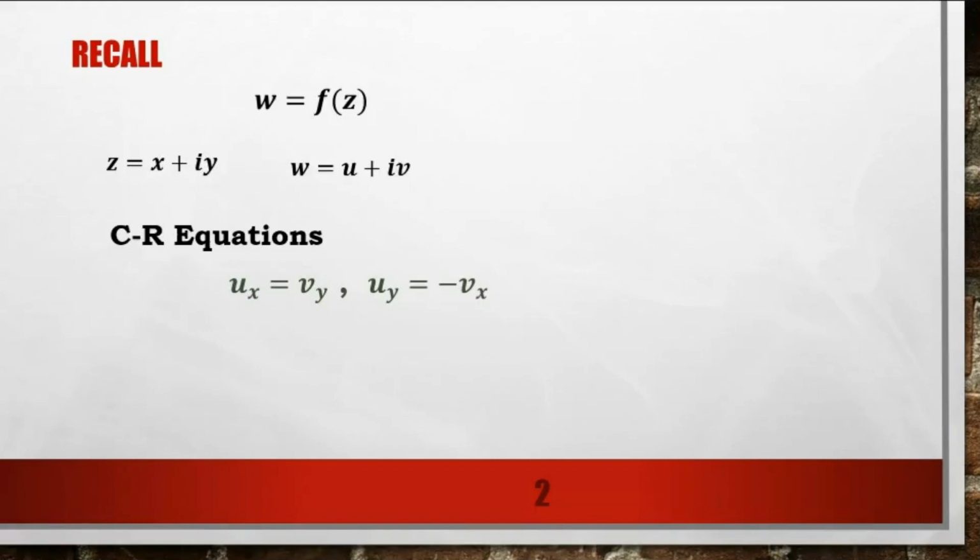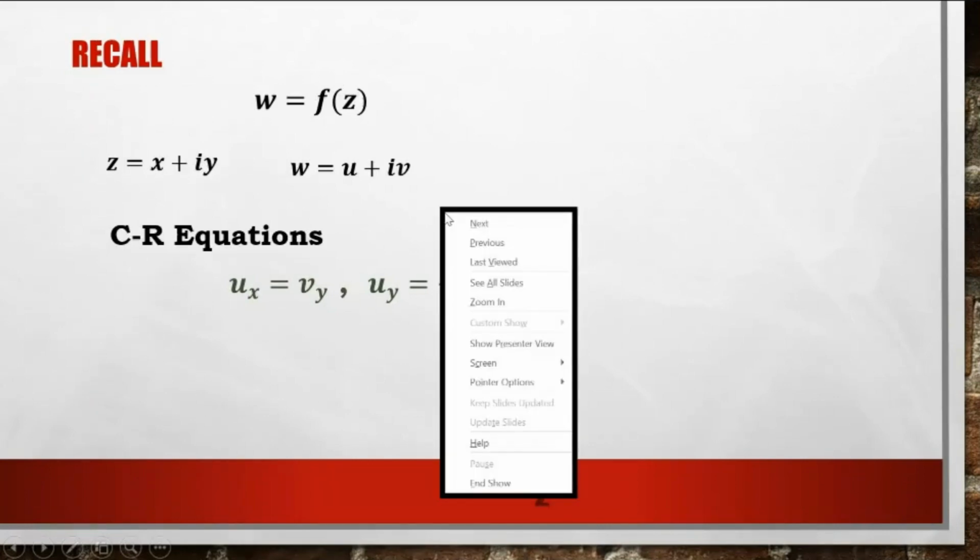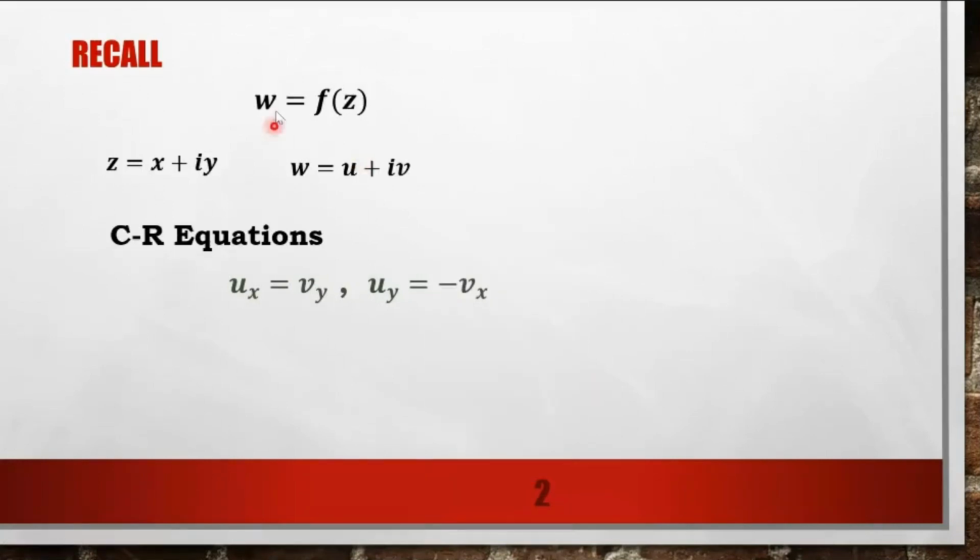If you are given w is equal to f of z, we replace w by u plus iv and z by x plus iy, then we equate real and imaginary parts and get u and v in terms of x and y. Then we calculate ux, uy, vx, vy. Ux is the partial derivative of u with respect to x, similarly with respect to y, and vx, vy are the partial derivatives of v with respect to x and y. If the CR equations are satisfied, we say that the function is an analytic function.